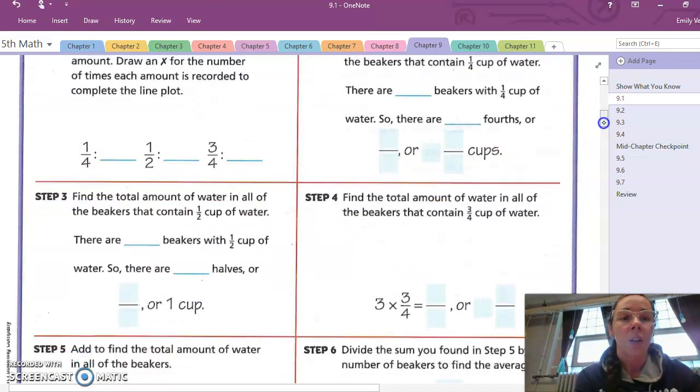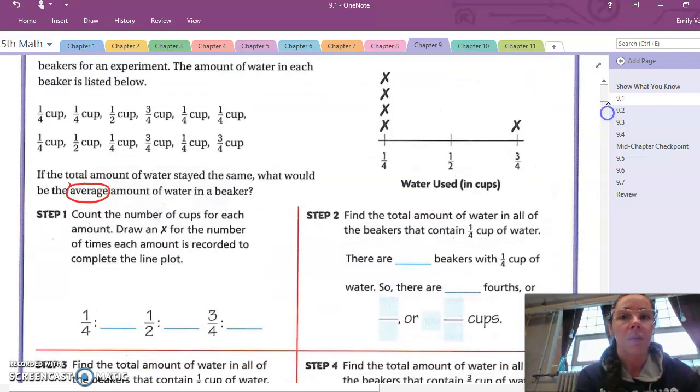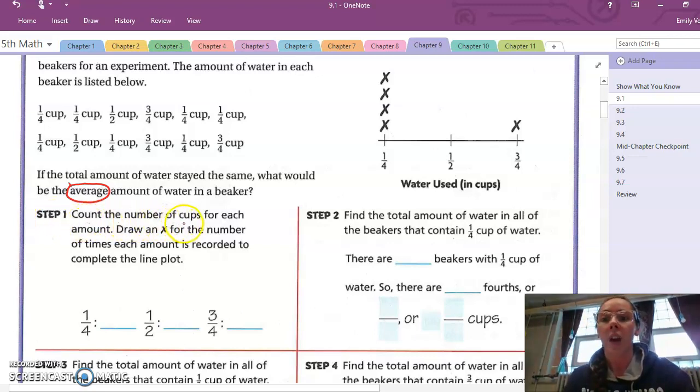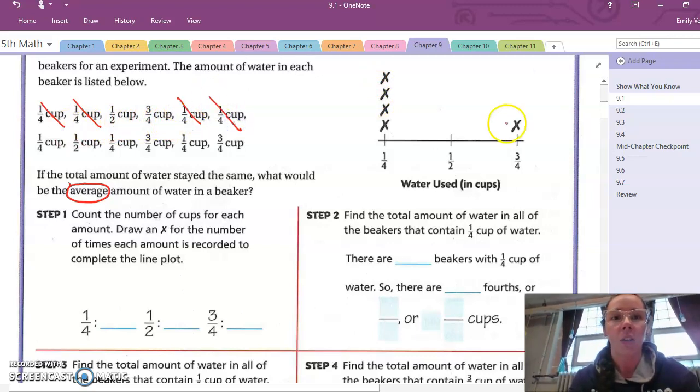So the first thing we're going to look at is step 1. Count the number of cups for each amount. Draw an X for the number of times each amount is recorded to complete the line plot. Okay, so they started it for us already. I see a 1/4 cup, a 1/4 cup, and 2 more 1/4 cups. They didn't do theirs in order, which makes it a little trickier. They also did a 3/4 cup. So these are the ones that we have left to put on our line plot.